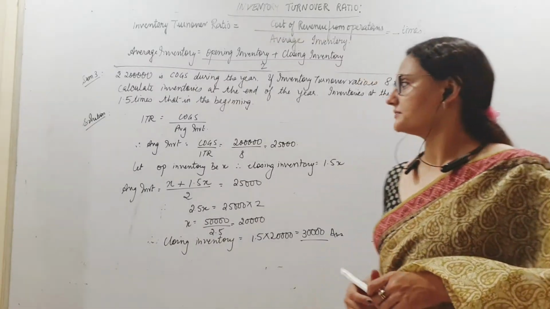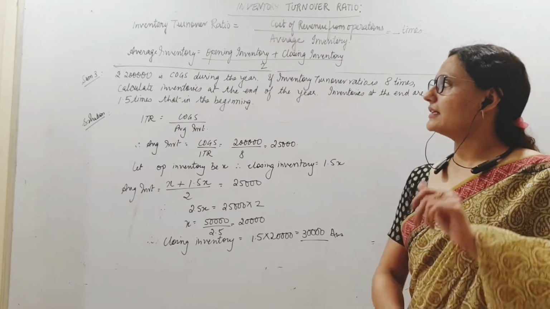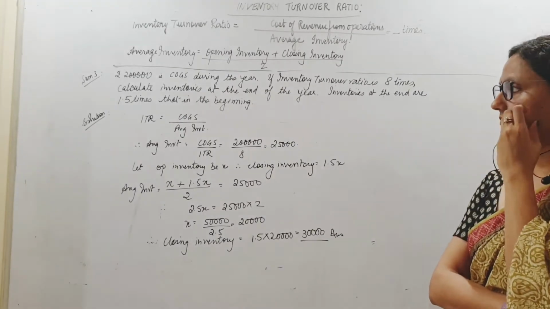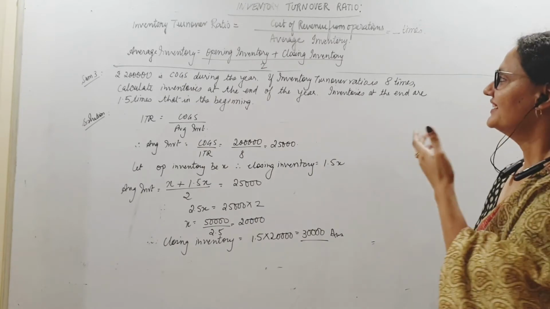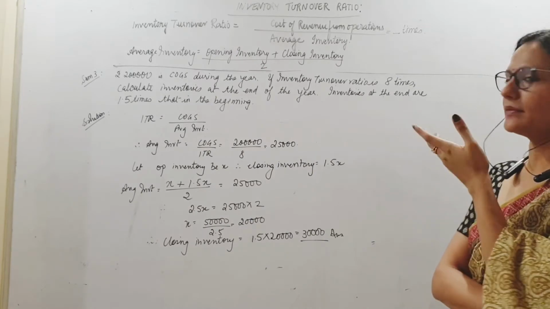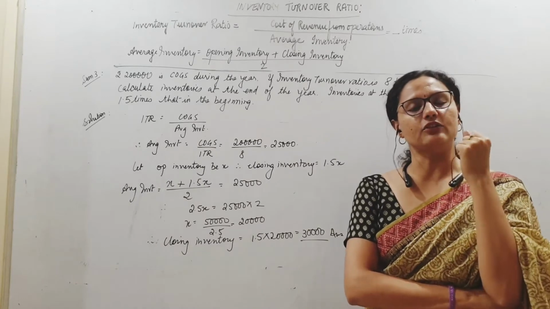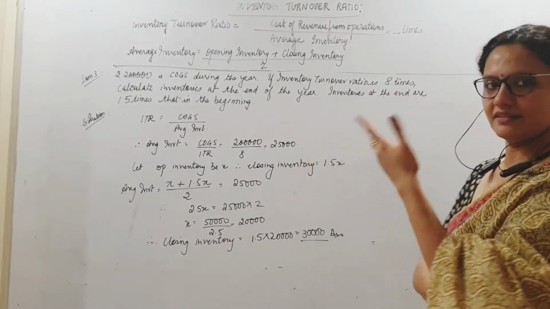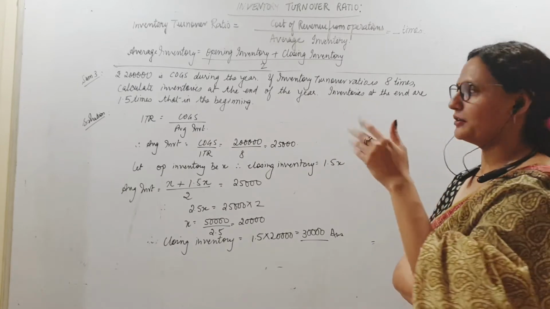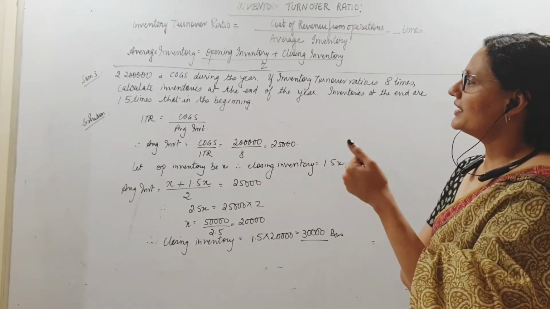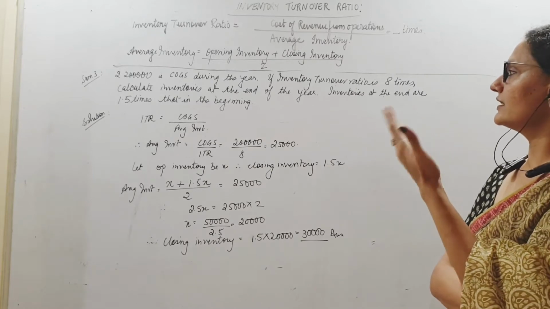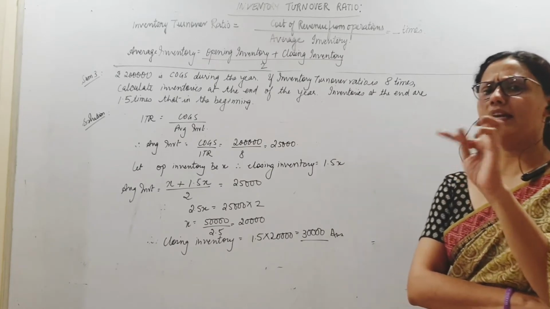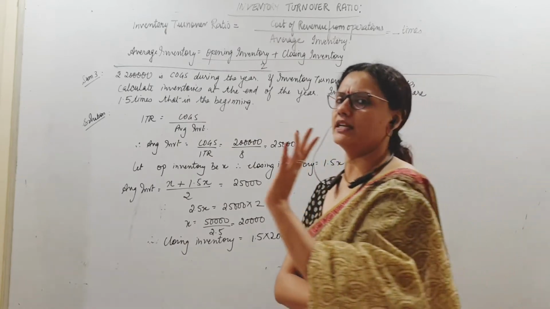Sum number 3. 2 lakhs is cost of goods sold, meaning cost of revenue from operation. Fine, meaning your numerator is given to you. If inventory turnover ratio is 8 times, okay, inventory turnover ratio is also given to you. Therefore, obviously something, average inventory, must be missing. This is how you preempt while reading. Calculate inventories at the end of the year. Inventories at the end of the year is 1.5 times that in the beginning. Okay, the relationship between opening and closing inventory is given to me.